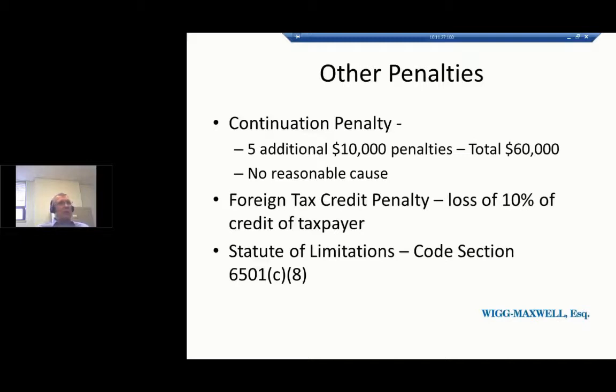In addition to the $10,000 monetary penalties, there are penalties for the corporation for not filing the 5471, for loss of the foreign tax credit. If you are a larger corporation and you have foreign tax credits, not just from the CFC, but from other foreign activity, you lose 10% of all of your foreign tax credits. It's not restricted just to the ones that are connected to the CFC.